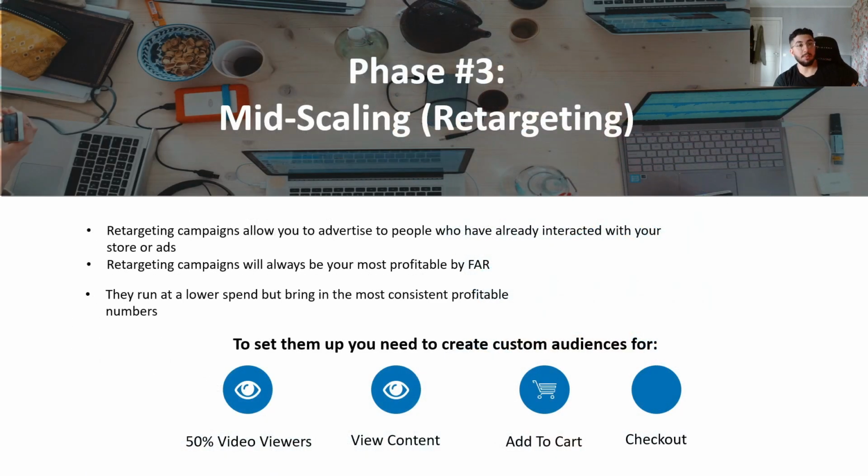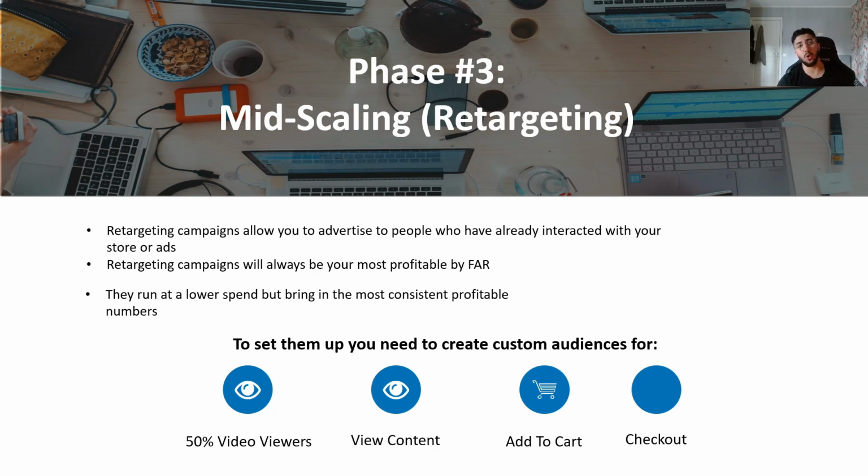So phase 3, which is mid-scaling and retargeting. Retargeting campaigns allow you to advertise to people who have already interacted with your store, or basically ads. Retargeting campaigns will always be your most profitable by far, and they run at a lower spend but bring the most consistent profitable numbers. So to set them up, you need to create custom audiences for 50% video viewers, view content, add to cart, initiate checkout. But there aren't only these 4. I do retargeting for 25% video viewers, 50%, 75, 95. I even do retargeting for 3-second video plays, and add to cart, initiate checkout.